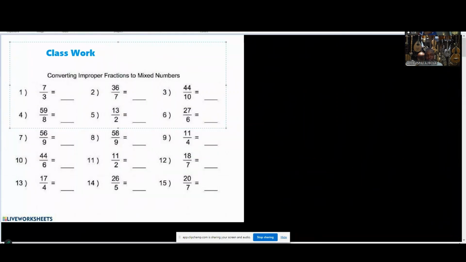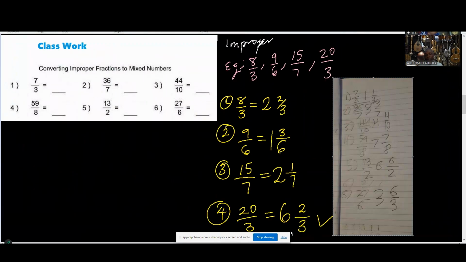You've submitted your work and we want to look at how correct it is. The first one, you have 7 over 3, right? Yes, 7 over 3. Now, if you want to give 3 out of 7, how many times can you give the 3 out of the 7?